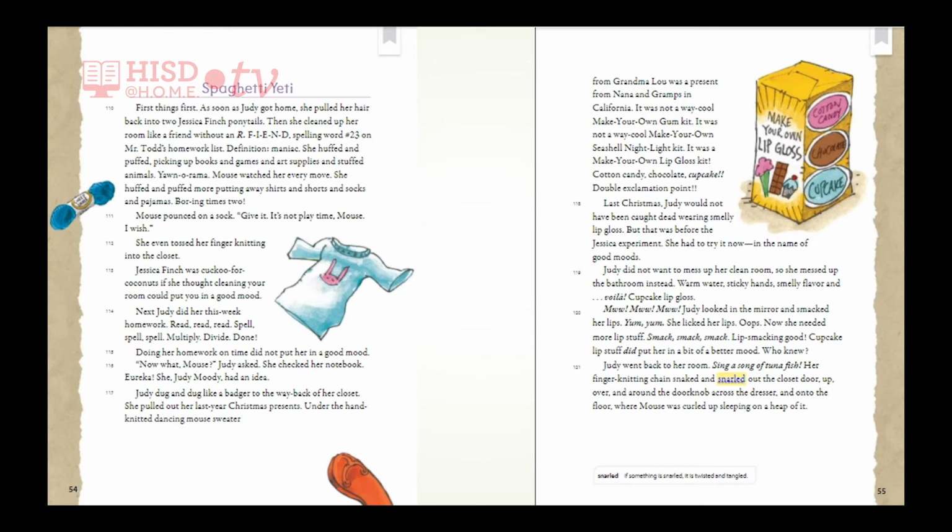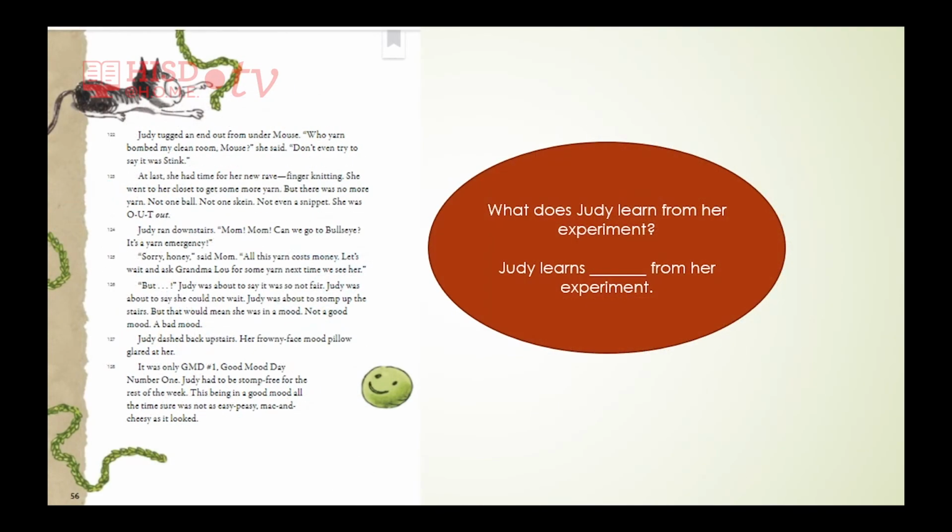Her finger knitted chain snaked and snarled out of the closet door, up and over, around the doorknob, across the dresser, and onto the floor, where Mouse was curled up, sleeping in a heap of it. Judy tugged an end out from under Mouse. "Who yarn bombed my clean room, Mouse?" she said. "Don't even try to say it was Stink." At last she had time for her new rave, finger knitting. She went to her closet to get some more yarn, but there was no more yarn. Not one ball, not one skein, not even a snippet. She was out.